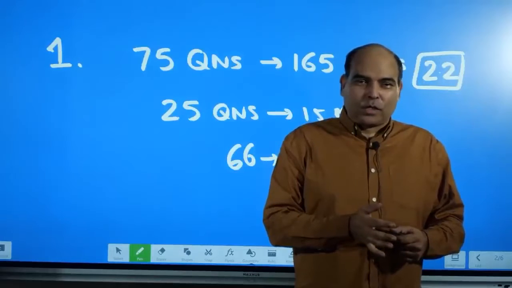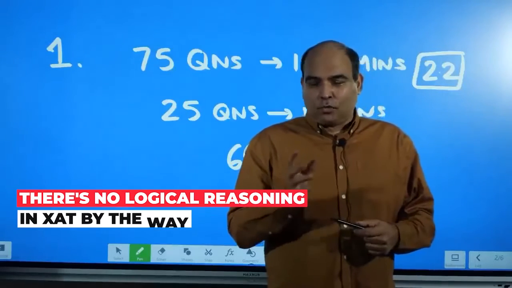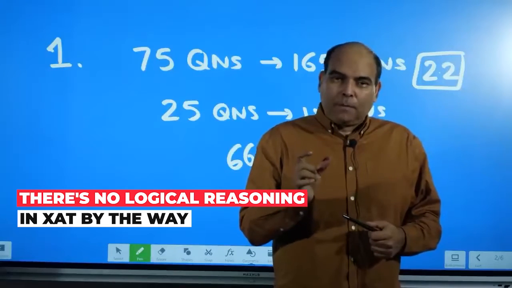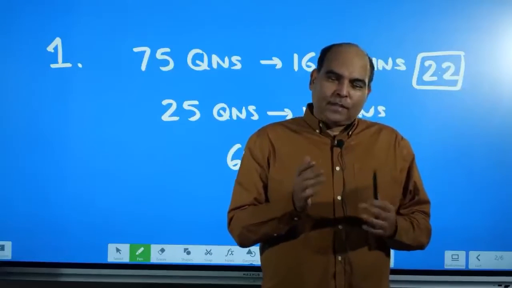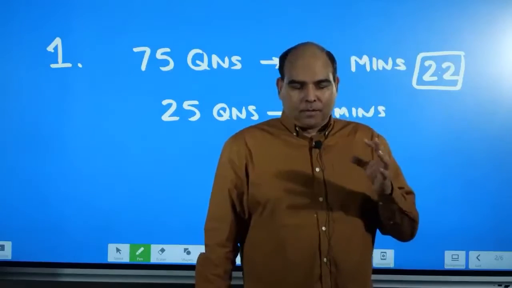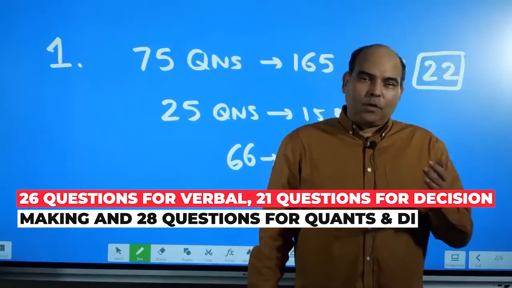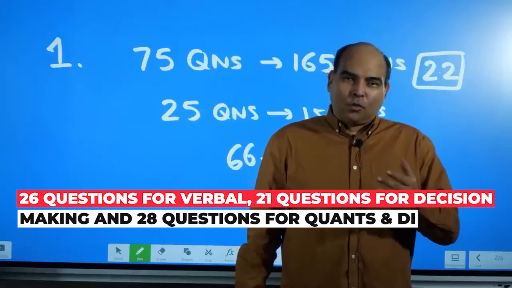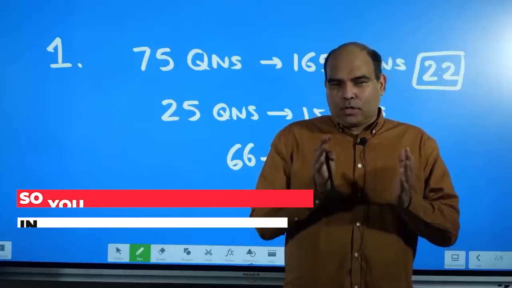But when you come to the solving of the mathematical section, the quant section or the DI section, there's no LR in XAT by the way. तो उसको जब solve करने जाते हो तो वहाँ पे you realize that you have an extra 25 seconds to solve. And since QA plus DI is approximately 40% of the paper, the split is 26 questions for verbal, 21 questions for decision making, and 28 for data interpretation and quantitative aptitude. So it's around 40% of the paper.